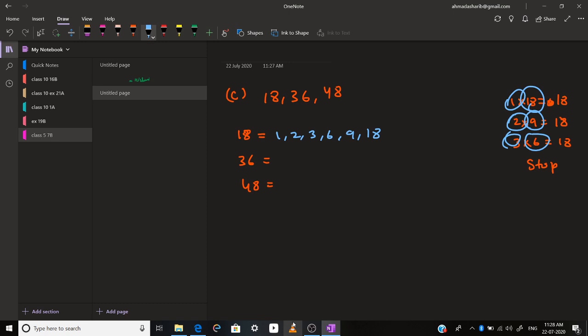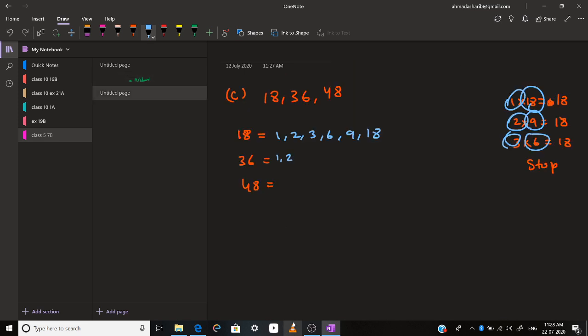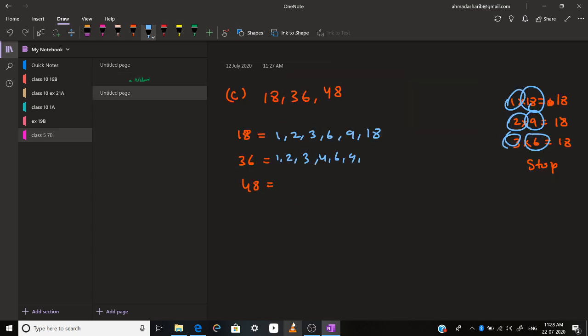These are the factors. Now factors of 36, we have already written here. These are the factors: 1, 2, 3, 4, 6, 9, 12, 18 and 36.